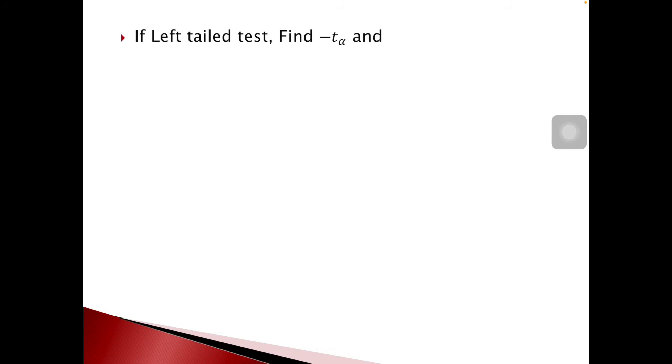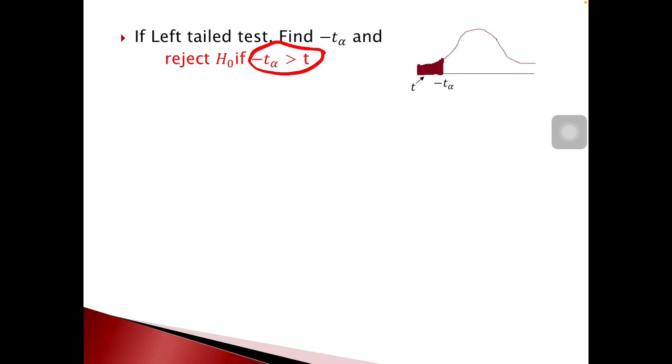Then if it is a left tail test, you can find the t alpha and put a negative sign, which means we reject if negative t alpha is greater than t, something like this, where t is in the rejection area.